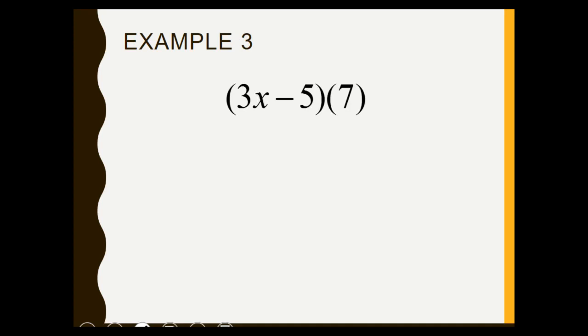Example 3. The only difference with this problem is that the 7, the monomial, is on the right side of the expression instead of the left side. Doesn't matter. If you want to move the 7 to the left side, just move it over there so it's in the form that you're used to. Otherwise, just do distributive property like it is. So 7 times 3x, 7 times 3 is 21x, and 7 times -5 is -35.